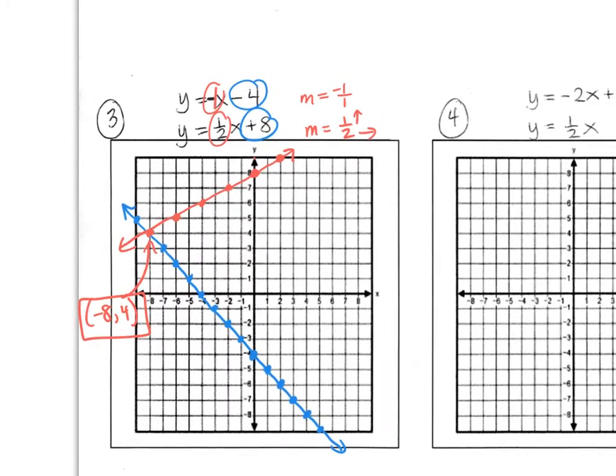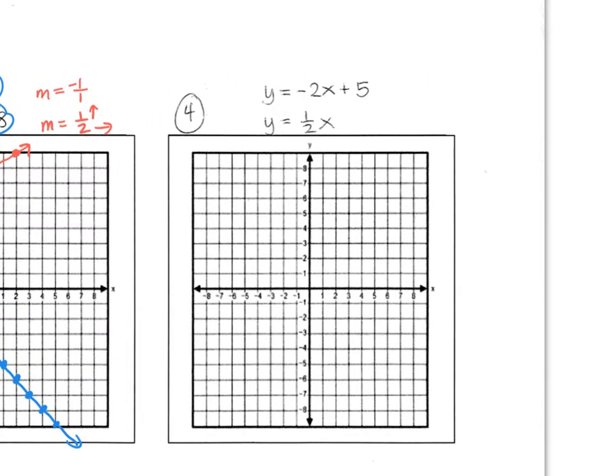Number 4. We'd like you to try this one. So go ahead and pause it, and then I will quickly go over it so that you can compare. Here our slope is -2. Y-intercept is 5. Let's graph that at 5. The slope -2 means I'm going to go down 2 and right 1.